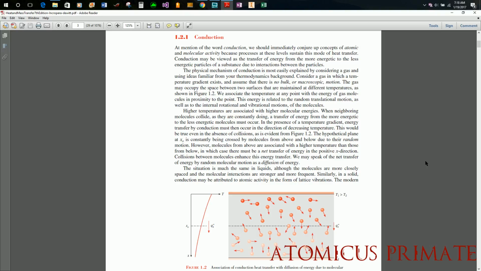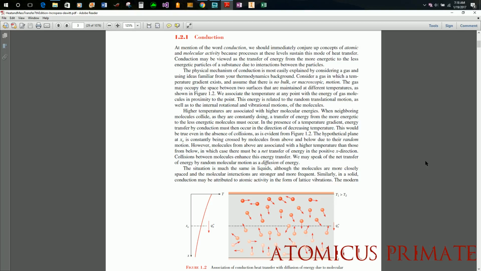When neighboring molecules collide, as they are constantly doing, a transfer of energy from the more energetic to the less energetic molecules must occur. In the presence of a temperature gradient, energy transfer by conduction must then occur in the direction of decreasing temperature. This would be true even in the absence of collisions, as is evident from figure 1.2.